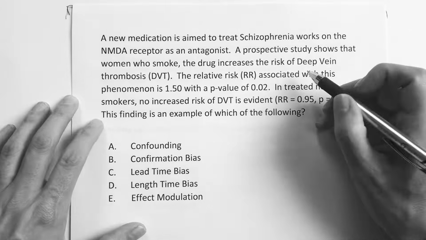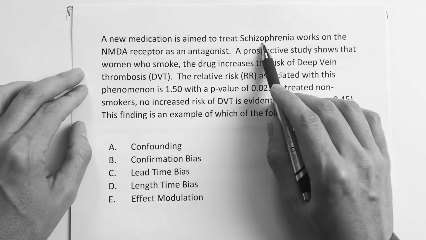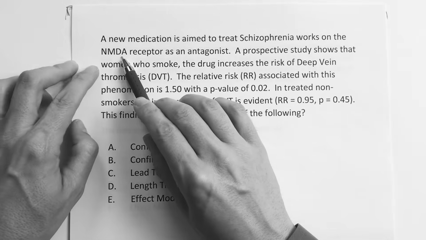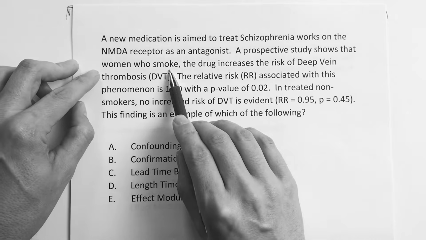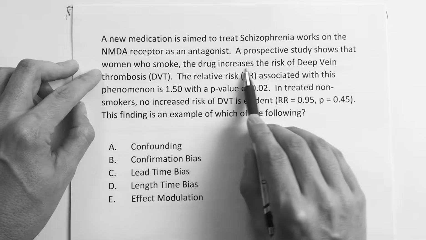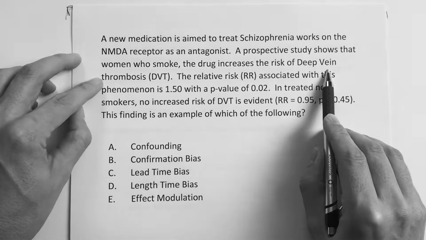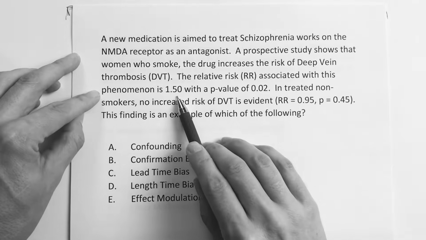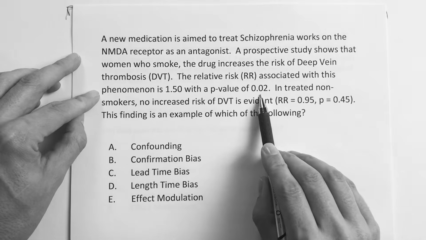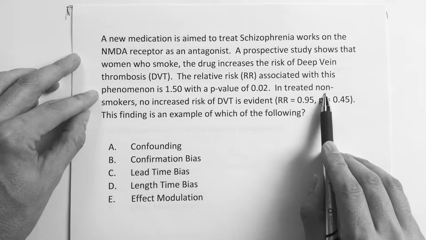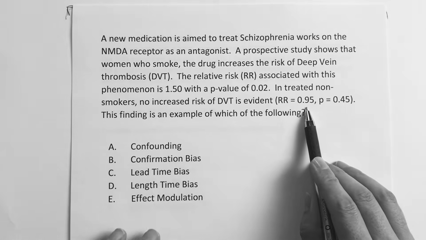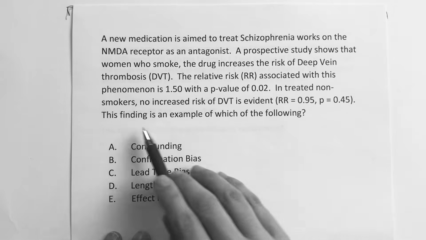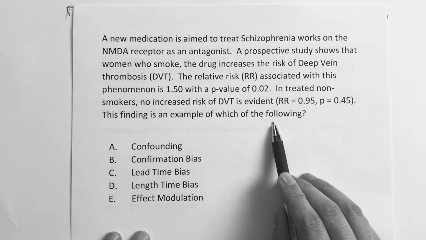Alright guys, so question number 1. It says, a new medication aimed to treat schizophrenia works on the NMDA receptor as an antagonist. A prospective study shows that in women who smoke, the drug increases the risk of deep vein thrombosis. The relative risk associated with this phenomenon is 1.5, with a p-value of 0.02. In treated non-smokers, no risk of DVT is evident. Relative risk is 0.95, with a p-value of 0.45. This finding is an example of which of the following?